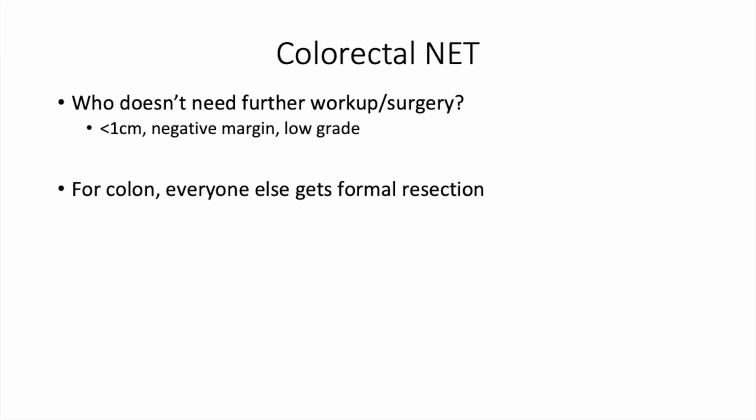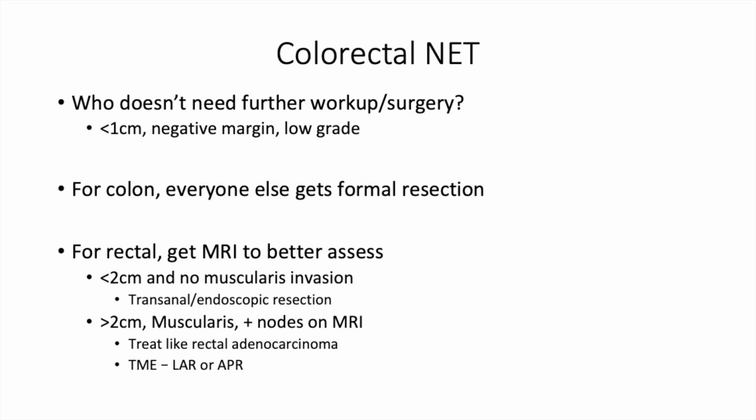And then when you start talking about rectal NETs, the problem is that a formal resection is a TME, which is a big operation, a total mesorectal excision. So you think a little bit more about it. So basically less than 2 centimeters, no muscularis invasion, try to do a transanal or endoscopic resection. More than 2 centimeters, muscularis invaded or positive nodes on MRI, then you're going to treat like a rectal cancer and do a formal TME, so an LAR or an APR.